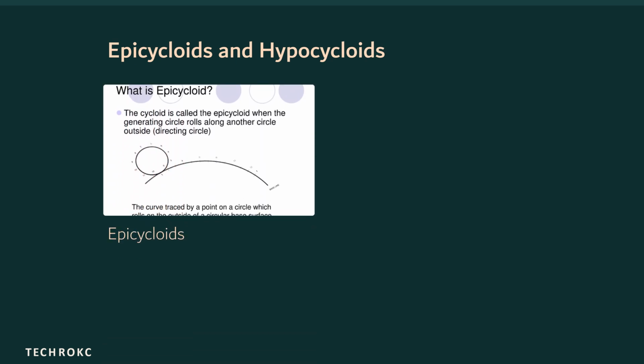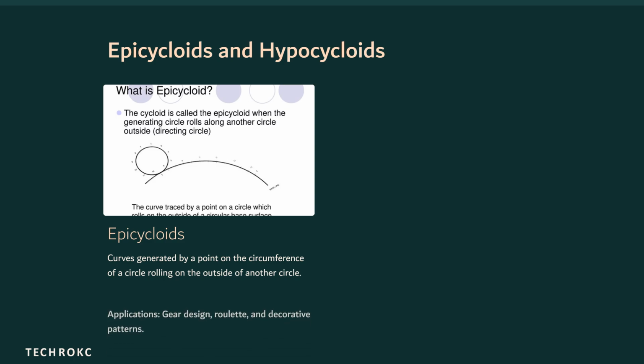Now on to the last, which are epicycloids and hypocycloids. First, epicycloids. What are epicycloids? Epicycloids are curves generated by a point on the circumference of a circle rolling on the outside of another circle. Yes, this looks similar to the cycloid, which rolls on a straight line. But these epicycloids roll on the outside of another circle. Their applications include gear designs, roulettes, and decorative patterns.